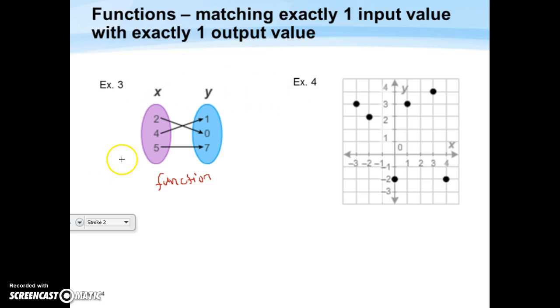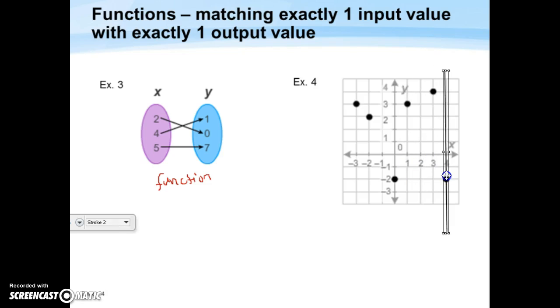And with a coordinate grid like this, the easiest way to determine if it is a function or not is if it passes what's called a vertical line test. So if I were to draw a vertical line and drag it across this graph, I should only hit one point at any given time. So right here, I hit one point. There's only one point on that line. Here's another one. Only one point on that line. 1 point, 1 point, 1 point, and 1 point.